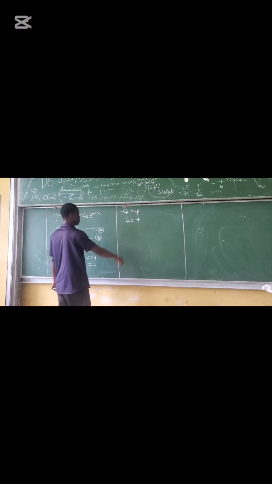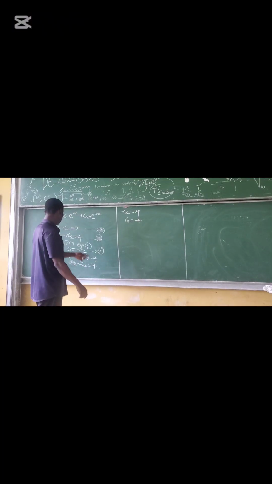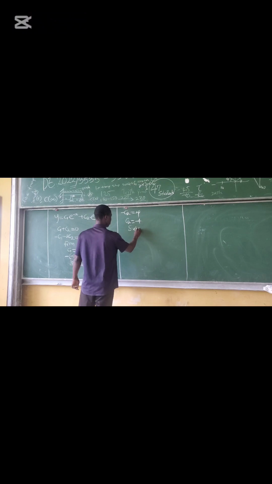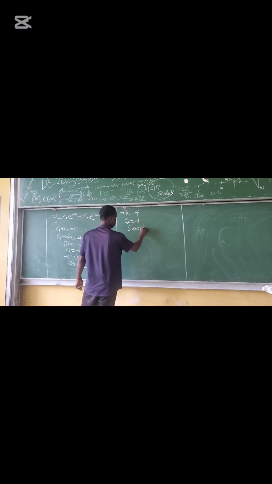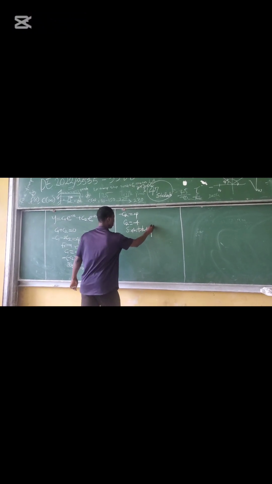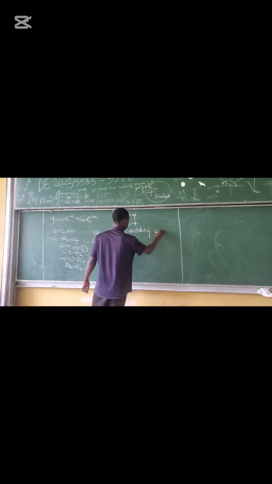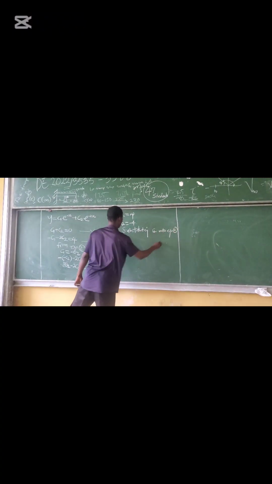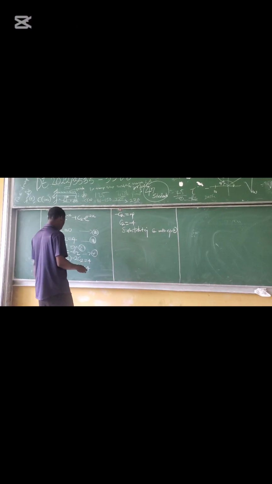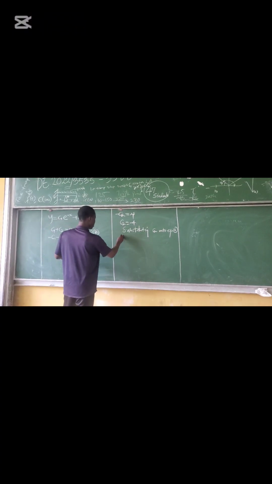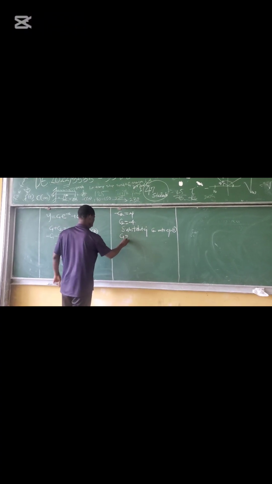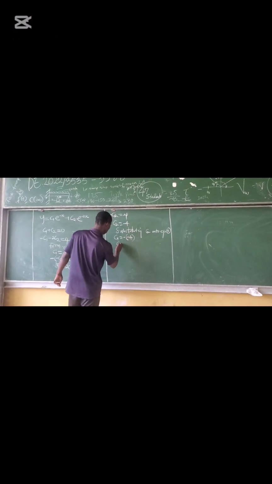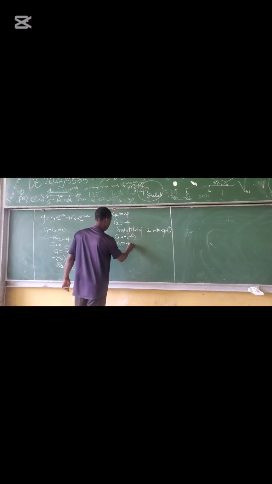So I substitute the value of C2 into either of the equations, let me say equation 4. So substituting C2 into equation 4, I'm going to have C1 equal to minus into minus 4. All right, so C1 here becomes 4 as our answer.